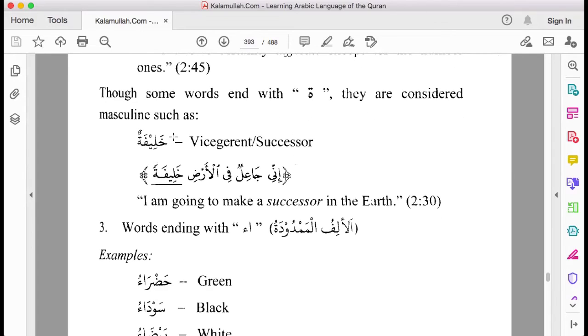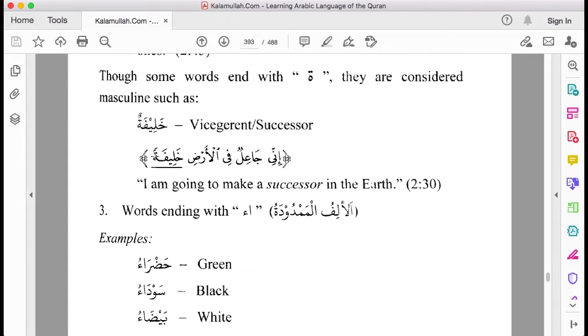Now there are going to be some exceptions, but please do not be alarmed by them, because there are very, very few exceptions like that. It's just something you can note so you don't think there's any mistake. So khalifatun, you would think is feminine because it ends with a ta marbuta, but these are certain exceptions. Khalifa is a masculine word. But again, there are just a few like that. I would not worry about that.